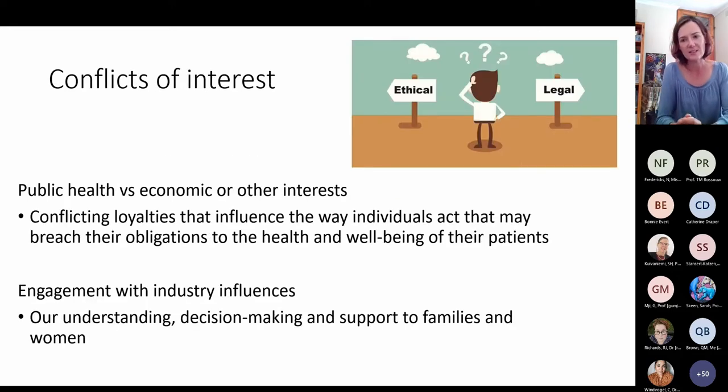So the tactics and the relationships with industry, including financial or material support, sponsorship of training or research, advertising in journals or at events, these all contribute to conflicts of interest within health professionals and within the health system. And this creates a bias whereby, as health professionals, we may consciously or unconsciously favor companies in ways that may undermine clinical judgment. And this means that we may breach obligations to the health and well-being of patients. And it may influence our own understanding and our decision-making and the support that we provide to families and women.